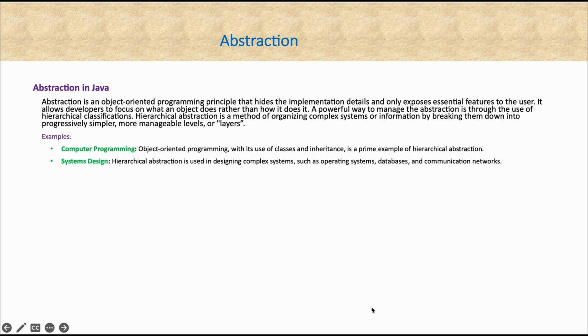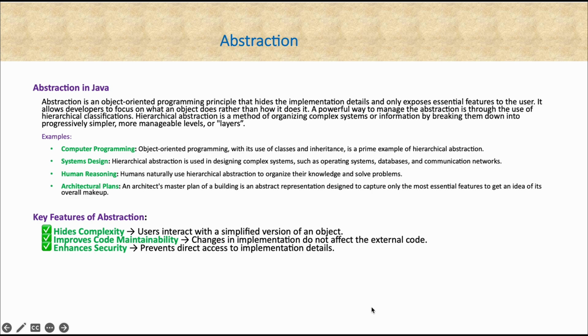System design. Hierarchical abstraction is used in designing complex systems such as operating systems, databases, communication networks. Human reasoning. Humans naturally use hierarchical abstraction to organize their knowledge and solve problems. Key features of abstraction: hide complexity. Users interact with a simplified version of an object.